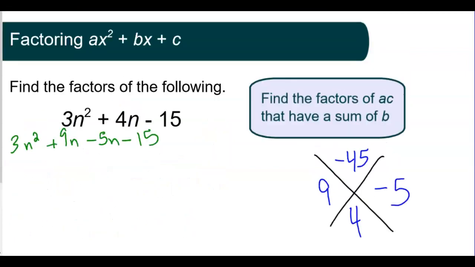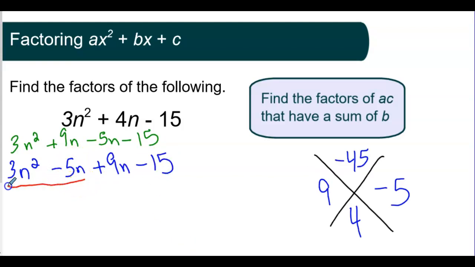Alright, this is the same problem. I just wanted you to see here, if I change the order of my middle two terms, so 3n squared, last example we did plus 9n minus 5n, but what if you thought about it as minus 5n plus 9n minus 15? Let's look again.